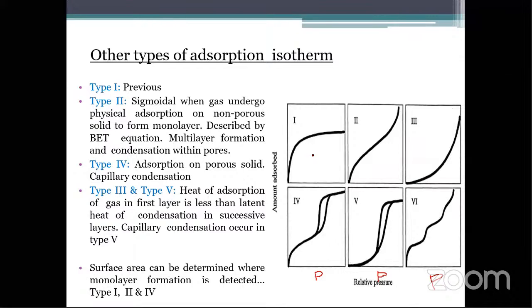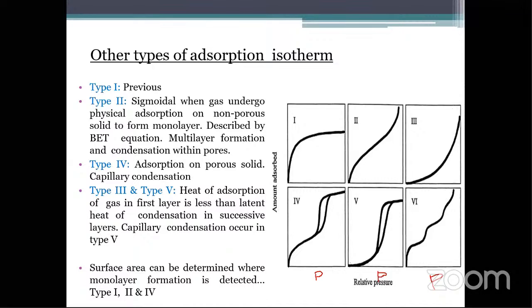So if anybody asks you for examples of this type of adsorption, you can say the adsorption of nitrogen gas at 78 Kelvin, or oxygen at 83 Kelvin, on charcoal. So the example is the adsorption of nitrogen on charcoal. Next one is type 2.